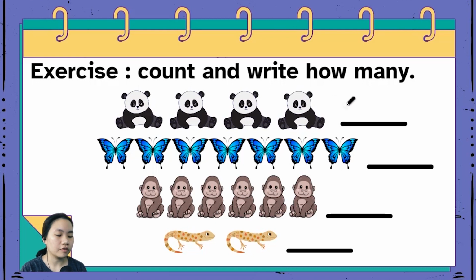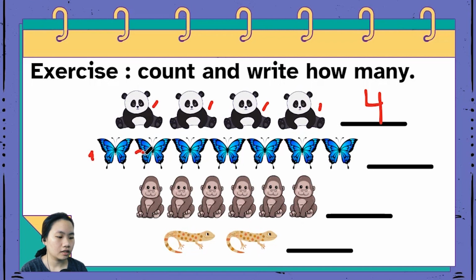I hope that you finished with this. Now I'm going to demonstrate it to you and show the answer. First, 1, 2, 3, 4. We have 4 pandas. Let's move on to the butterflies.